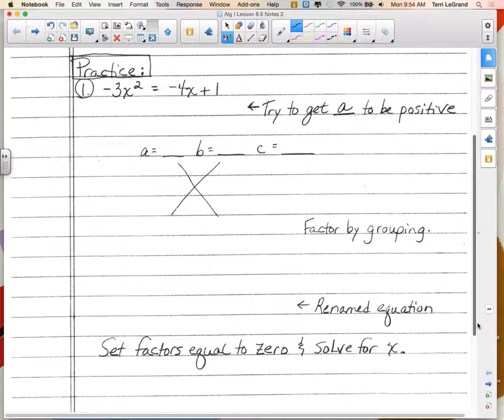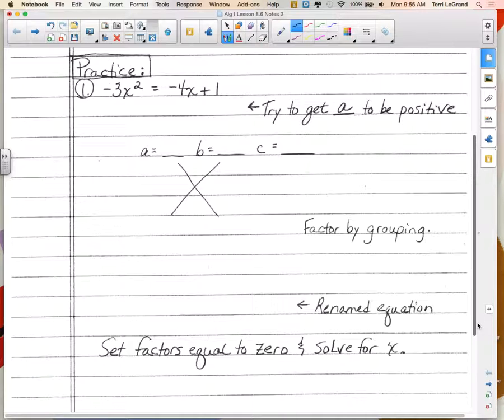Now I'm going to suggest highly, it just makes life usually a little bit easier, when you're rearranging these equations to get 0 by itself on one side, I suggest that you try to get the a to be positive. Okay? It just actually makes it a little easier in the factoring by grouping. So instead of moving the negative 4x and the plus 1 over to the left side of this one so that it can be set equal to 0 on the right side, let's rearrange it so that the 0 ends up on the left side instead.